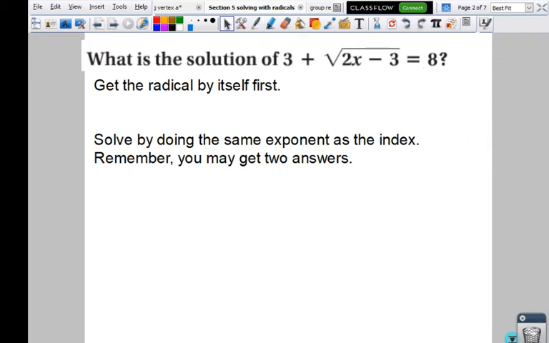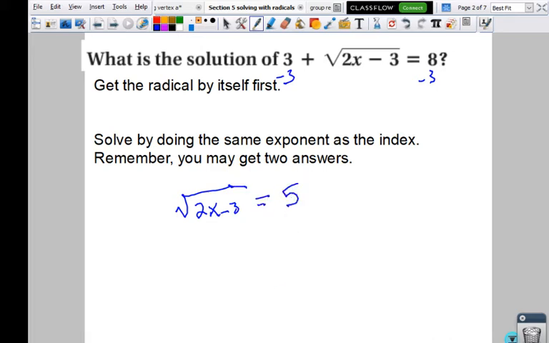So, first thing we need to do is get this radical by itself. I want just the radical on one side, which means I have to get rid of this 3 in front. How am I going to get rid of that 3? We're going to minus it, right? So I'm going to minus 3 on both sides. I have the square root of 2x minus 3, and it's going to equal 5.